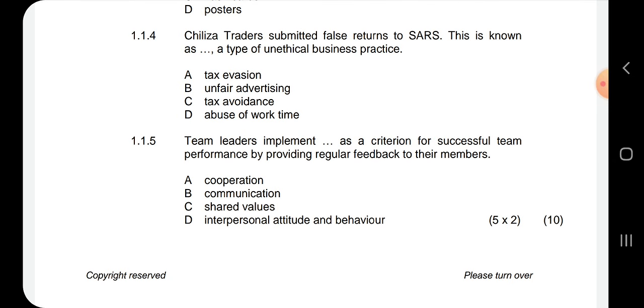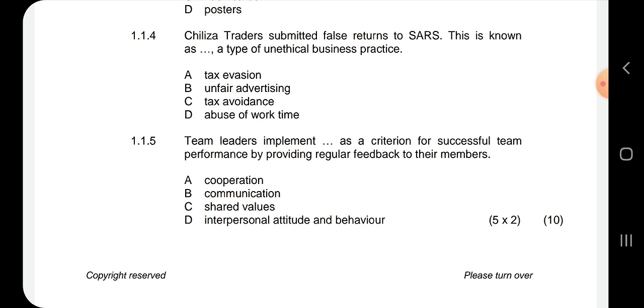1.1.4, Chila's traders submitted false returns to SARS. This is known as a type of unethical business practice. So if you submitted false tax returns to SARS, you are evading a tax. So that is a tax evasion. And 1.1.4 is number A.